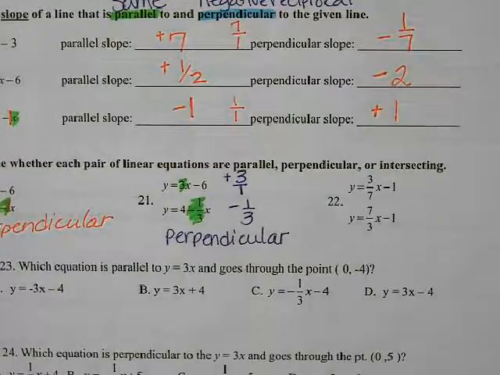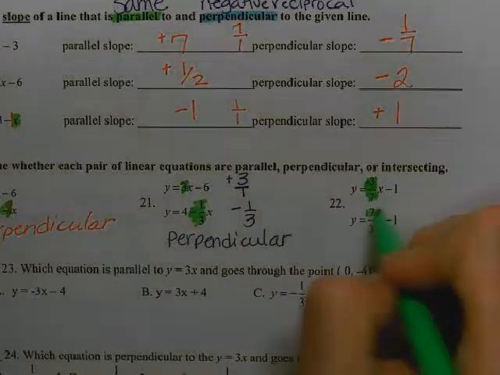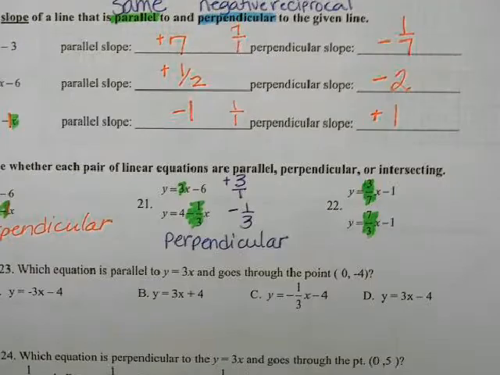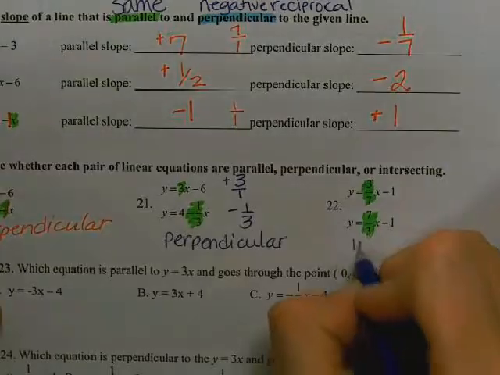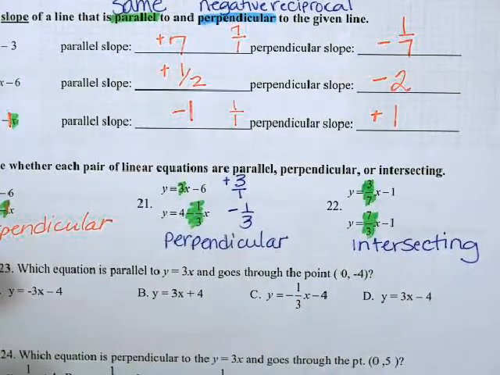And lastly, number 22, let's look at those. 3/7, 7/3, those are not perpendicular because they're both positive, right? So we just say these ones are intersecting. Okay?